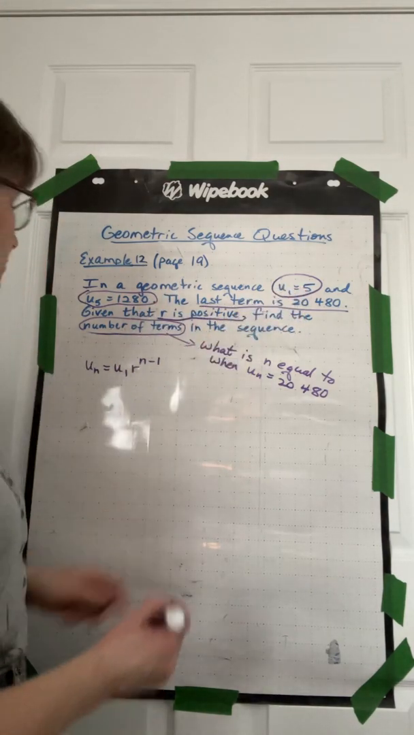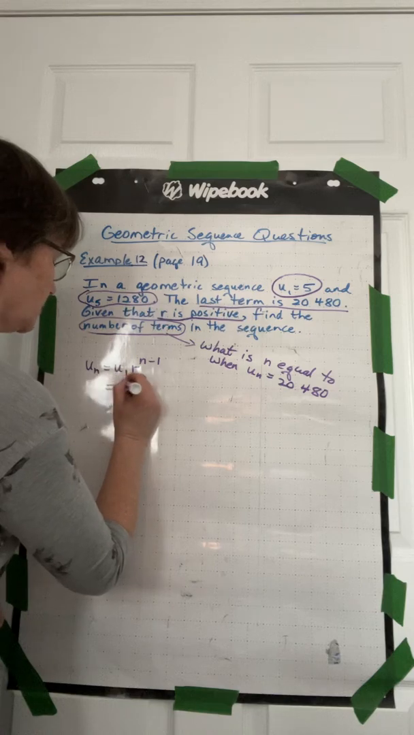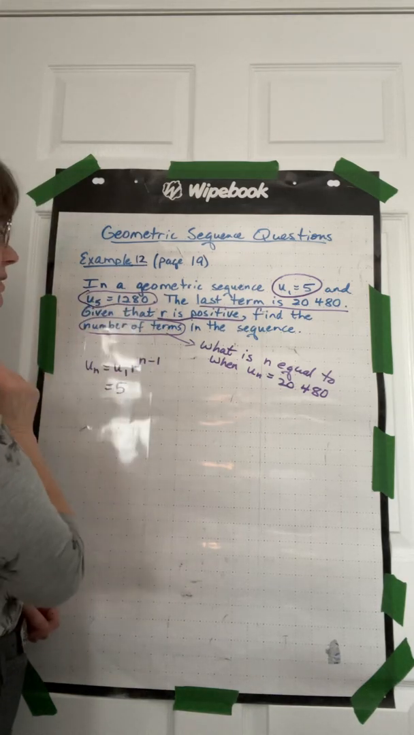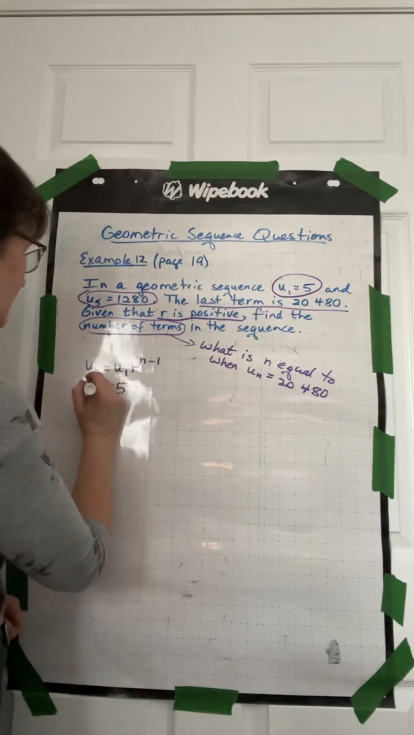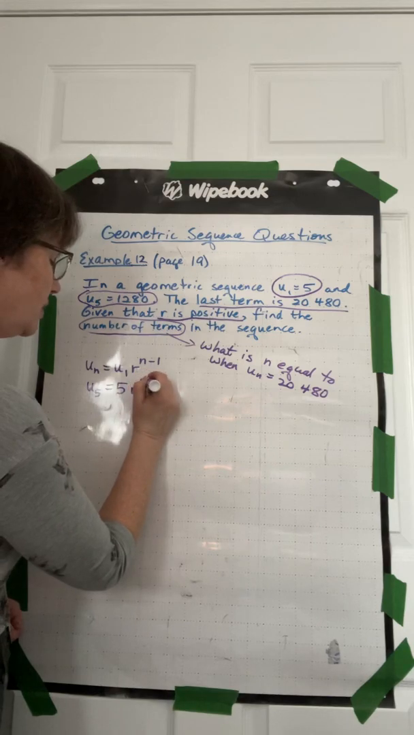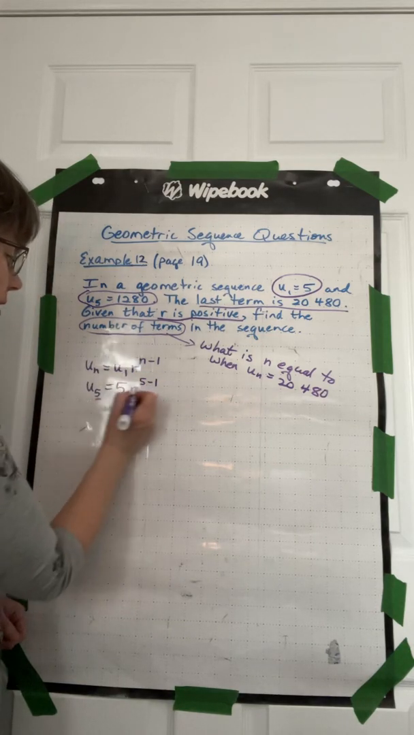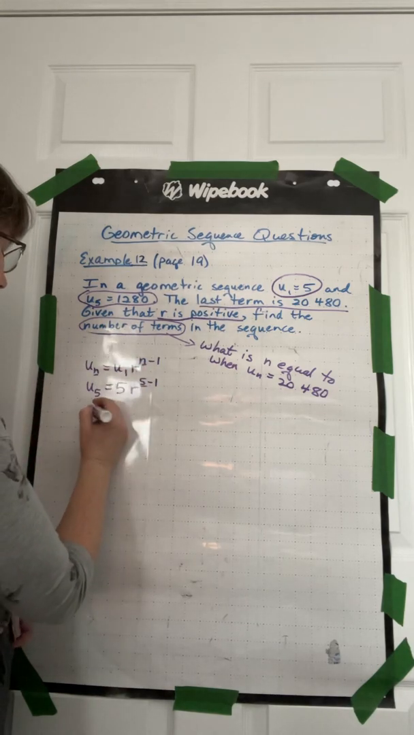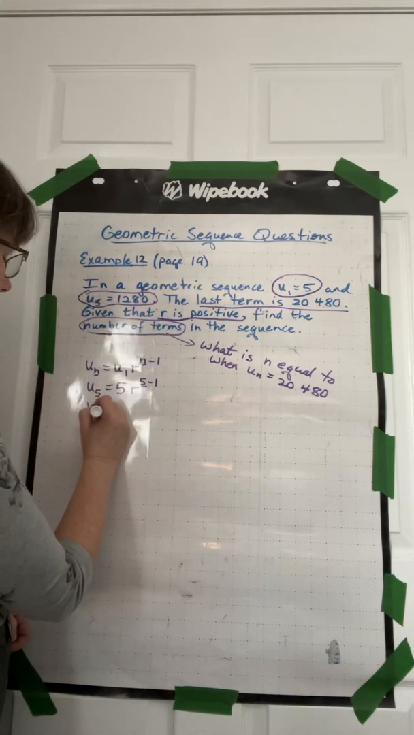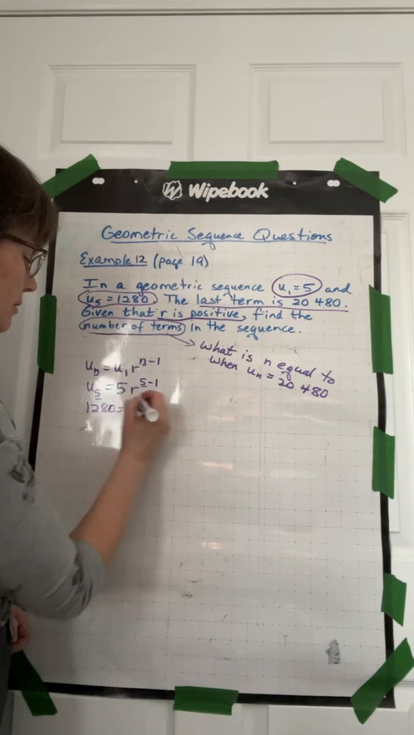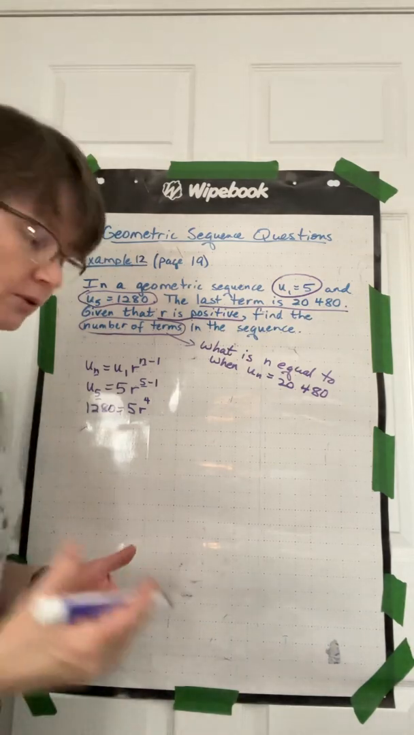Okay, we know u1 is 5, so we can fill that in. And we also know at u5, we have this number 1,280. So let's look at u5, because at u5, n will be 5. That has to do with this 5 right here, n. Okay, but u5 we know is 1,280. So now this is r to the 4. All right, just solve normal algebra.